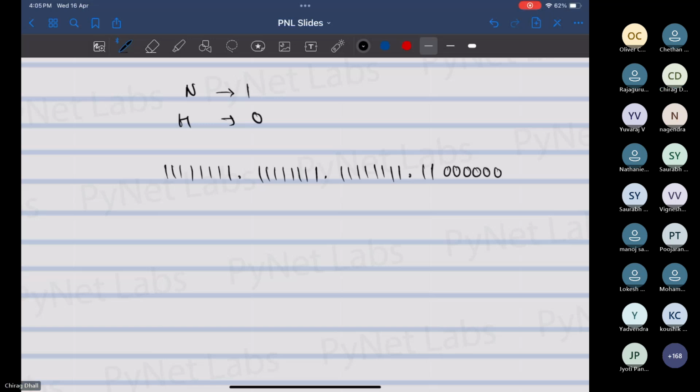Now, for all 1s in any octet, the outcome is going to be 255. Do you agree, Abhi? Here also it will be 255 and here also it will be 255. Do you agree with this, Abhi?